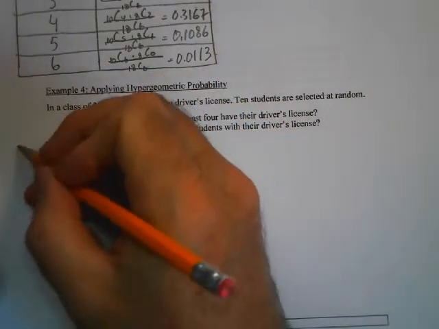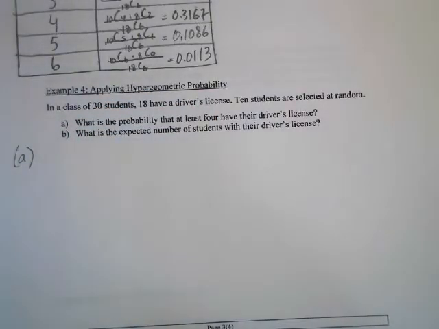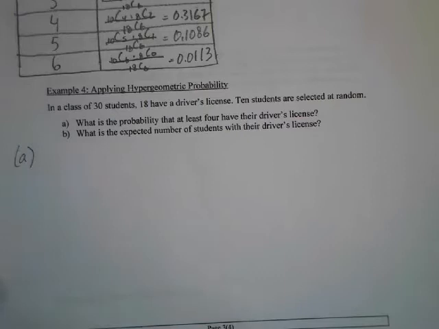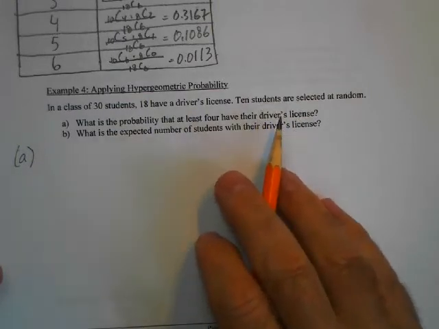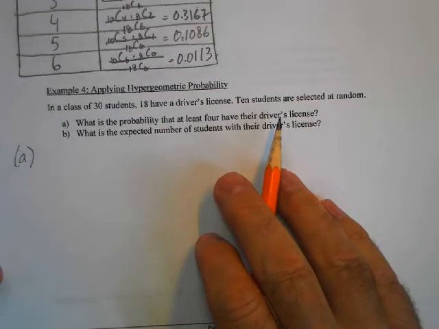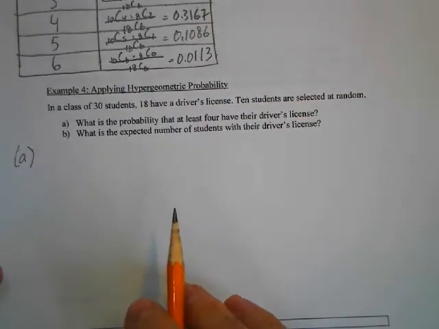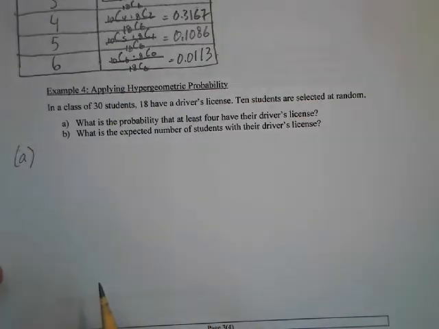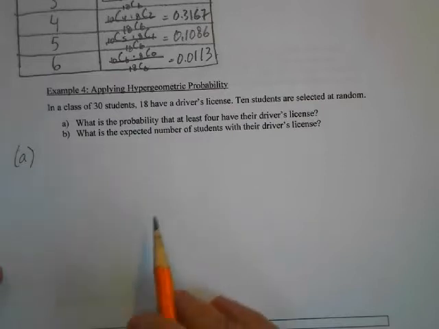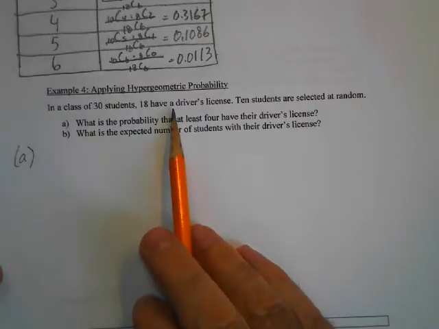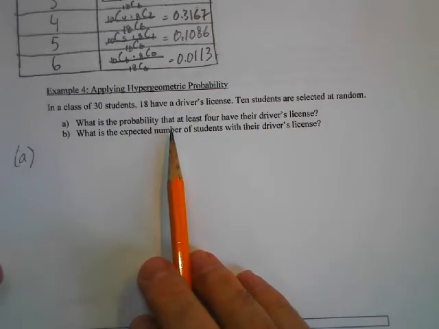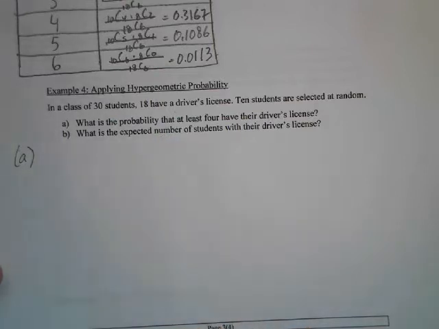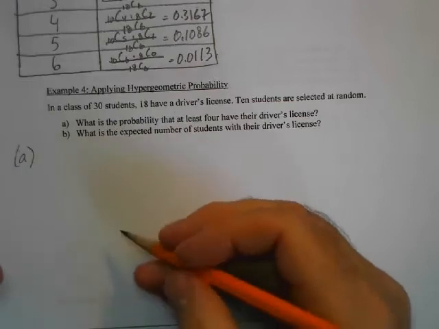So let's look at what we're going to do. You know this is going to be hypergeometric because as you start picking students out for your 10 selected at random, say if you picked 5 students and they all had their driver's license, the probability of the next student having their driver's license will be less because there's fewer students to choose from that have the driver's license. So you can see with this scenario that this would be hypergeometric. It's not always going to be the same probability that a given student has their license.